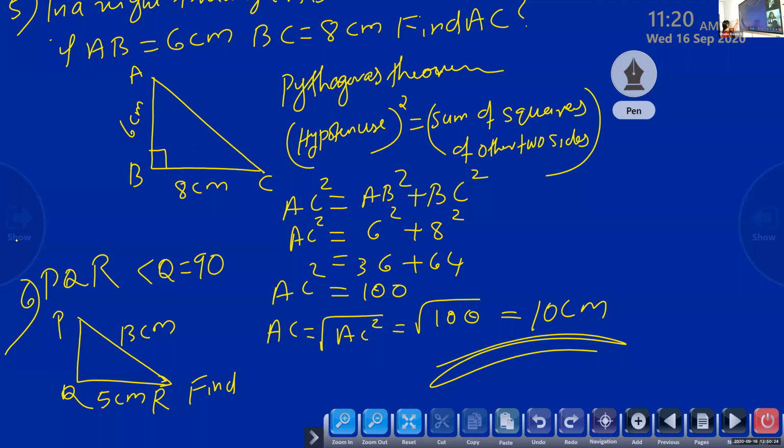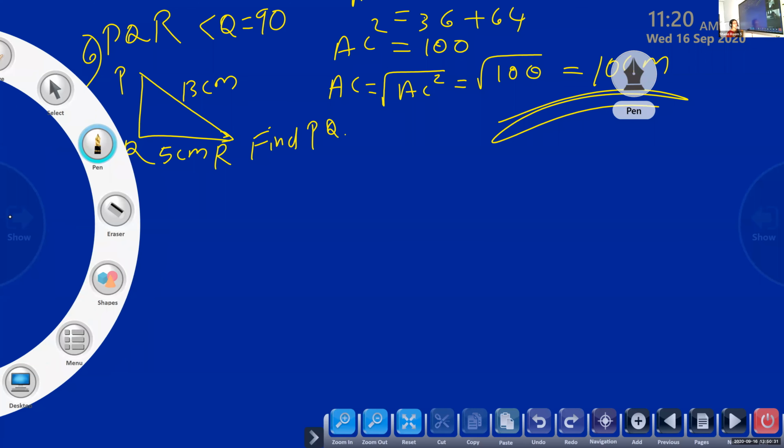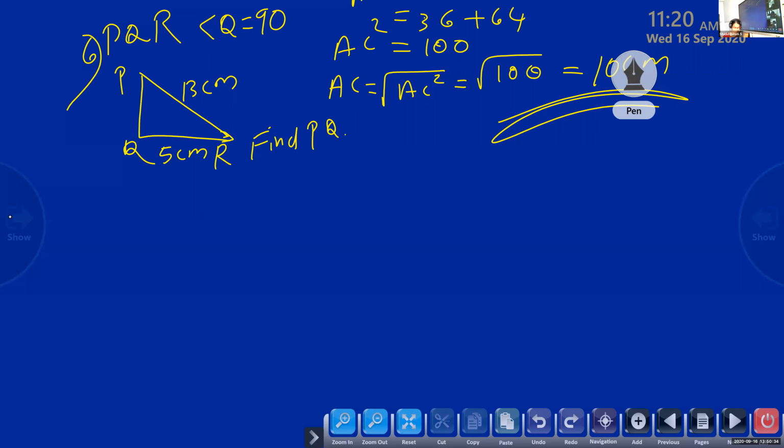Find PQ. Same way we can do. Write the relation: hypotenuse square equal to sum of squares of other two sides. Pythagoras theorem. By Pythagoras theorem, we can write PR square equal to PQ square plus QR square.